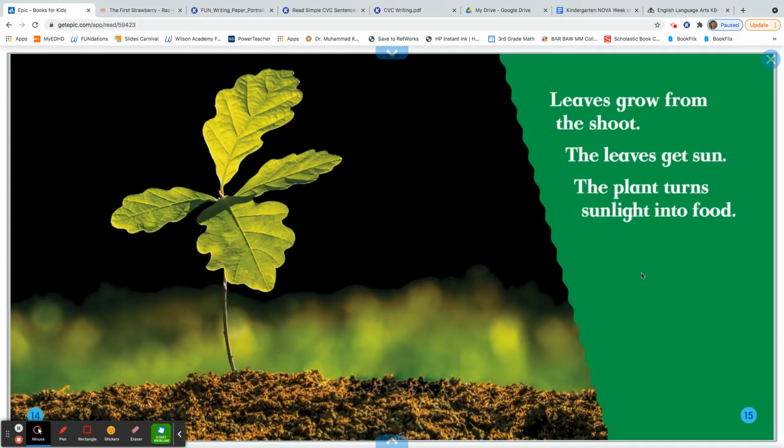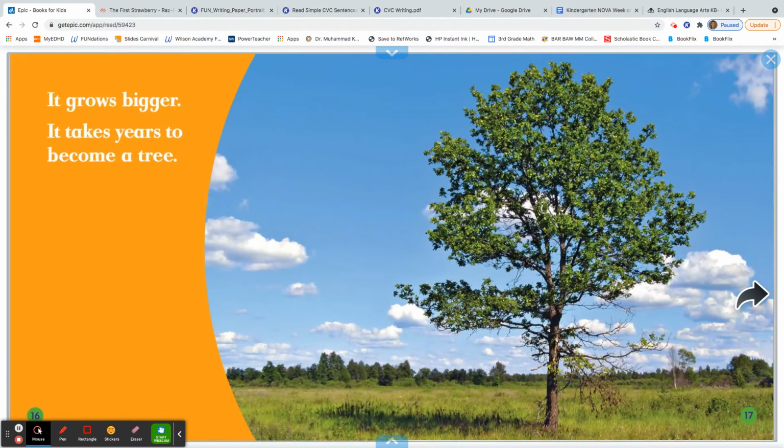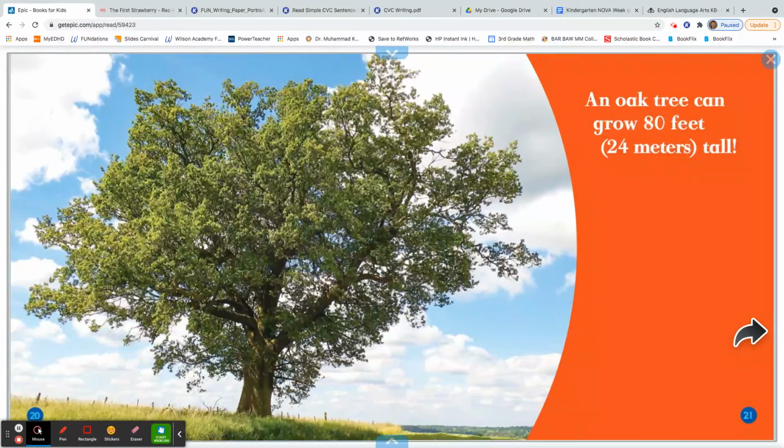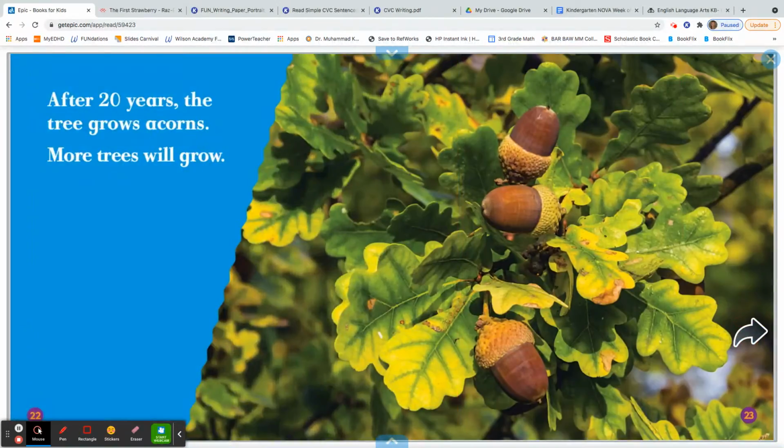The leaves get sun. The plant turns sunlight into food. It grows bigger. It takes years to become a tree. The tree needs water. It needs sunlight. An oak tree can grow 80 feet tall. Wow. Maybe when you're out and about, you might see an oak tree and point to it. You could tell your learning coach, wow, that's an oak tree, and I know how it grows. You could explain it to someone you love.